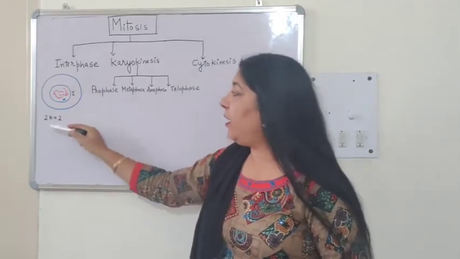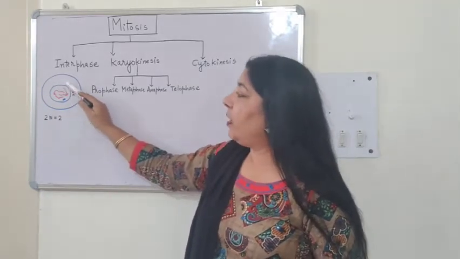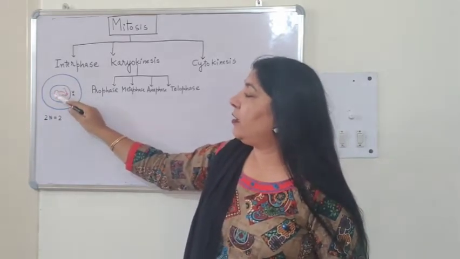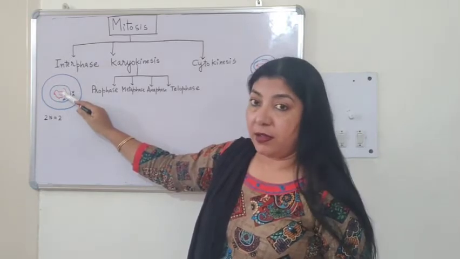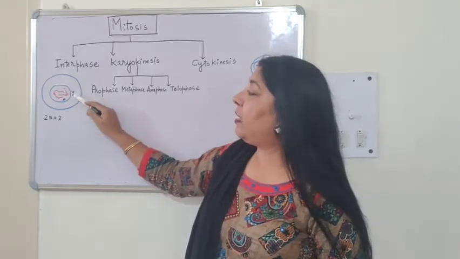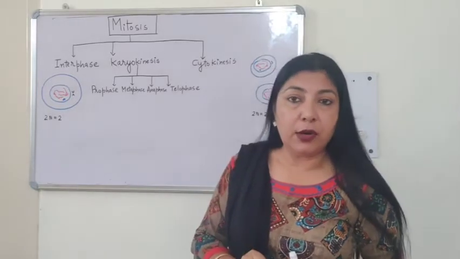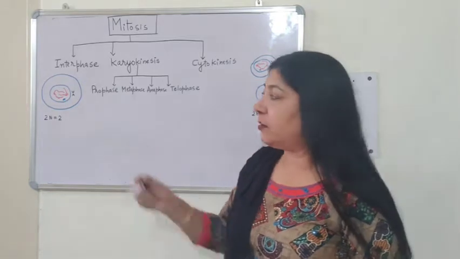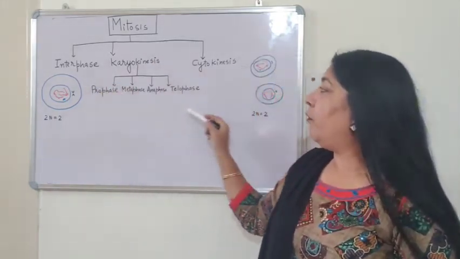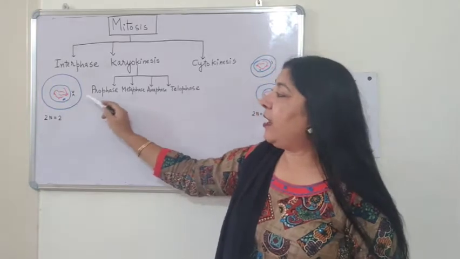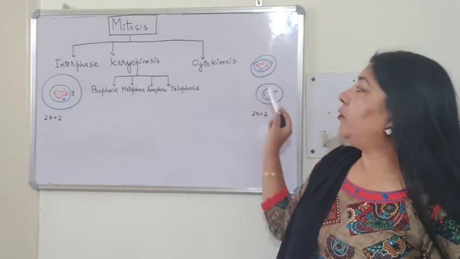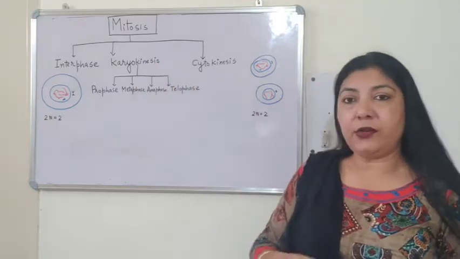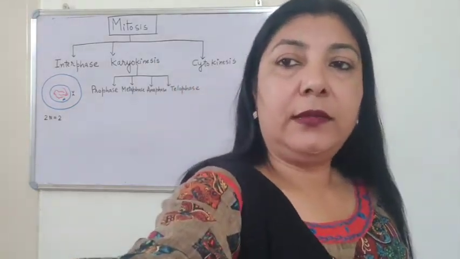Okay, so you can see that in the interphase there is a nuclear membrane, there is a nucleolus, the genetic material is in the form of chromatin threads, and these are the pair of centrioles which will help in the formation of asters and spindle fibers. Okay, and now we will study what all changes this cell undergoes to produce two daughter cells. So let's study karyokinesis and cytokinesis in more detail.